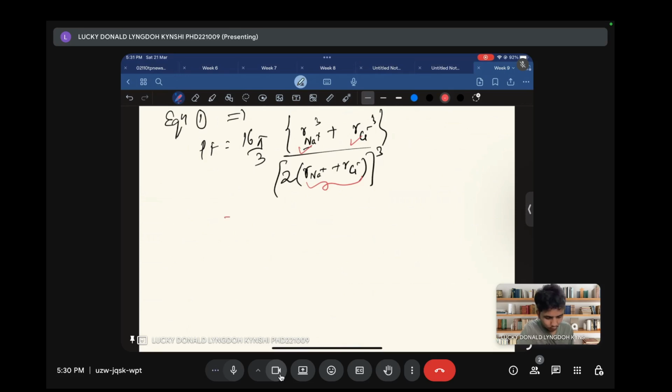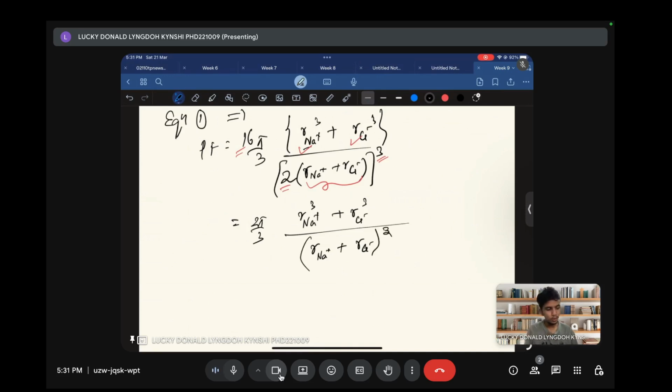So a, if you do 2 to the power cubed, you will get 8. 8 with 16 will get cancelled, so we get 2 pi by 3. First of all, sorry, I should write it. You get 2 pi by 3, and R of Na cubed plus R of Cl cubed remain the same. R of Na+ plus R of Cl- whole cube remain the same. So you substitute what is R of Na and R of Cl.